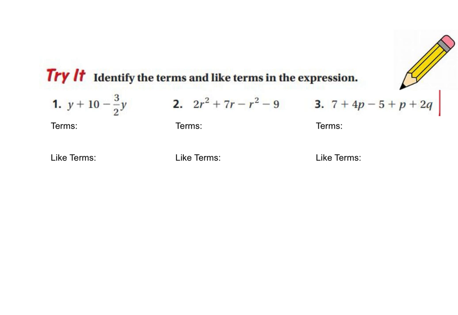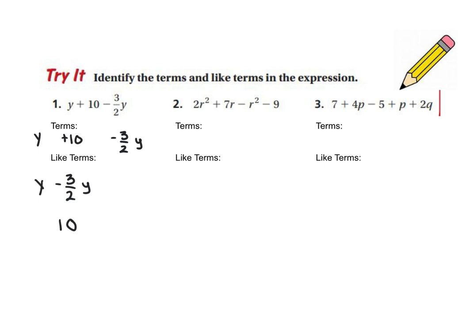So in question 1, I have 3 terms. I have y, I have plus 10, and I have negative 3 halves y. My like terms would be y and negative 3 halves y, and 10 is by itself. There are no other like terms that are just integers.